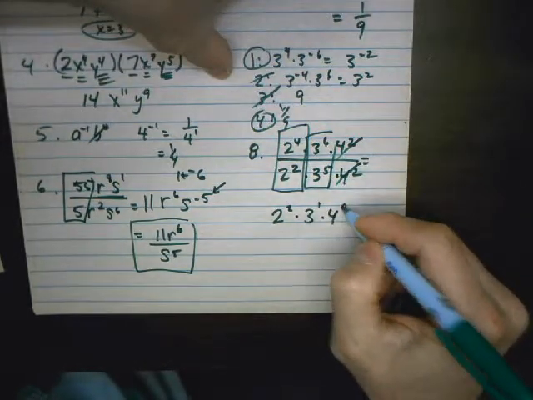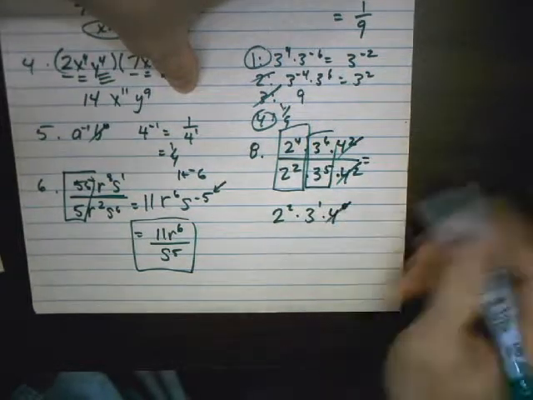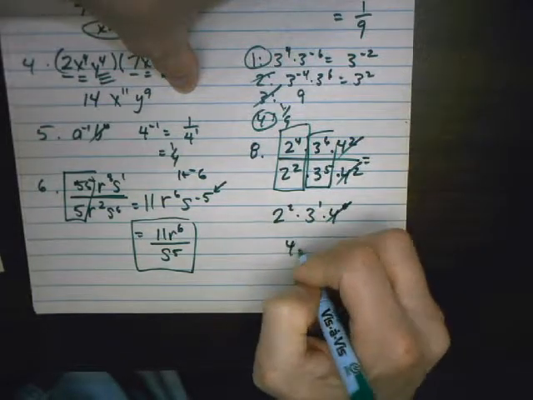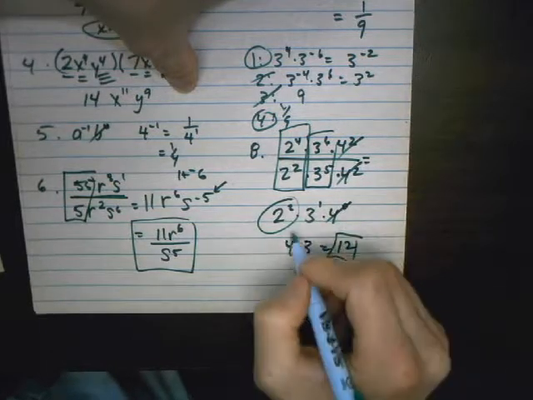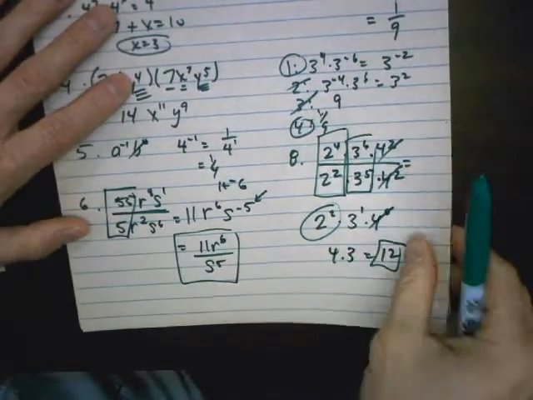Or I can copy the base, subtract the exponents. 2 take away 2 is 0. Like we said earlier, anything to the 0 power is 1, so just cross out your 1's anyways. 2 to the 2nd power is 4. 3 to the 1st, multiply, and you get 12. Remember to do the exponents. Don't multiply these two to get 6 first. Do a 2 squared first to get 4. 4 times 3 is 12. Number 9.